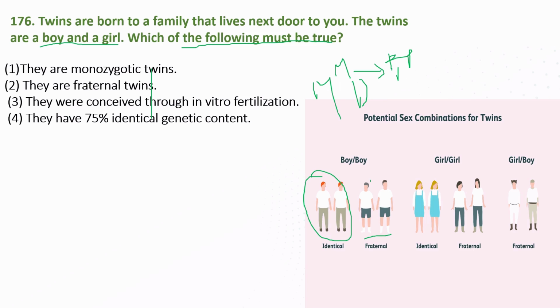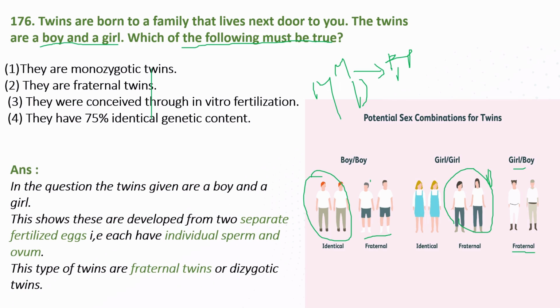If you see these two boys, one is tall and one is short, and the face is also different, and the same will happen in two girls. A girl and a boy are also different, and these are fraternal, also known as dizygotic twins. So according to this, is the correct answer that they are monozygotic twins? No, they are not monozygotic twins, because monozygotic means same sex, and here a boy and a girl are born. So option 1 is wrong. Whereas they are fraternal twins, so obviously fraternal twins is the right answer.